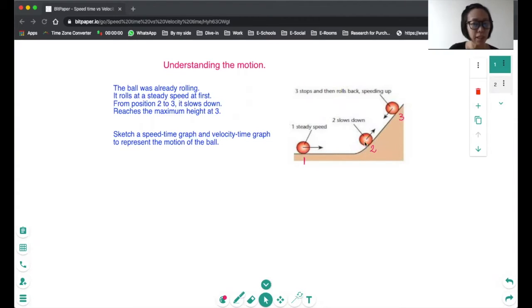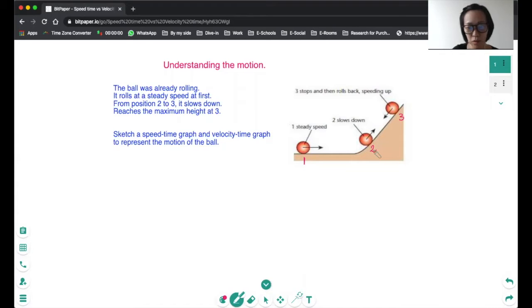There are three key positions that we'll look at. When you're analyzing the motion of something, it'll be useful to look at some key positions. So for example, I will be looking at the position from 1 to 2, where 2 will be the beginning of the slope, and from 2 to 3, and back from 3 to 2. First we must understand the motion. Now, we're analyzing from position 1 onwards.